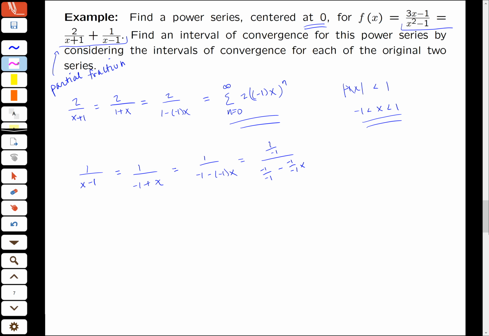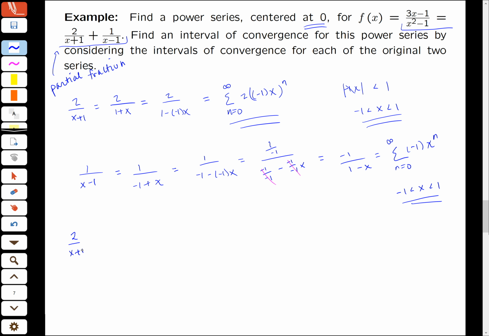And notice that the minus 1s are going to cancel. And this becomes minus 1 over 1 minus x. In the power series notation, a is minus 1 times x to the n. And the interval of convergence is just minus 1 less than x less than 1. It's the same interval of convergence as the previous one. Now let's add them together.